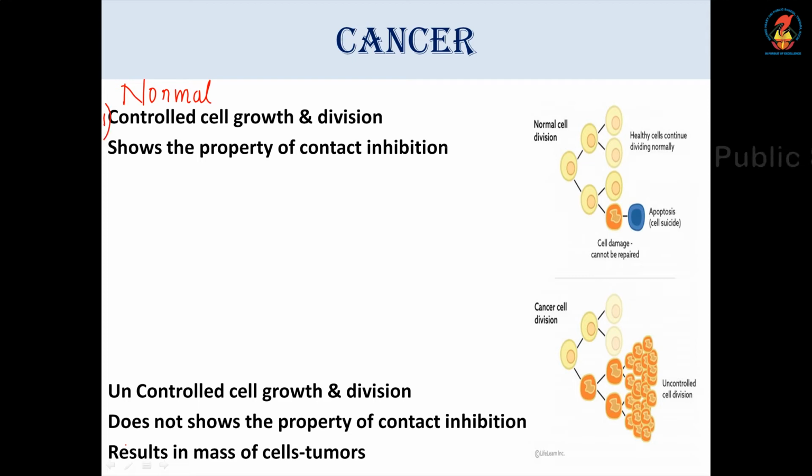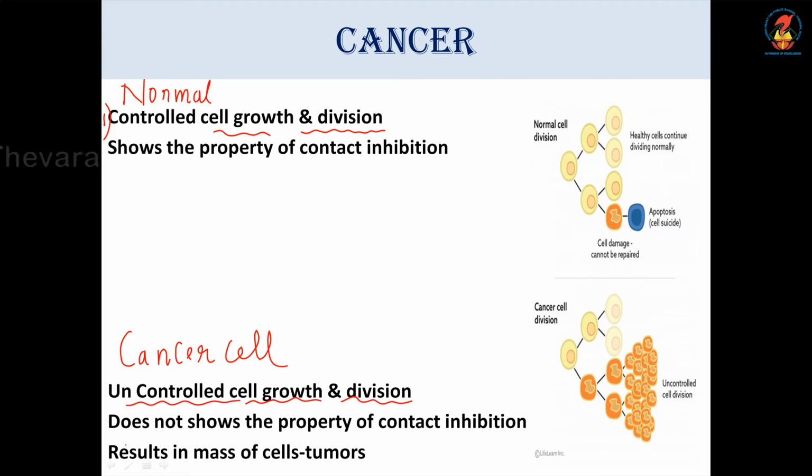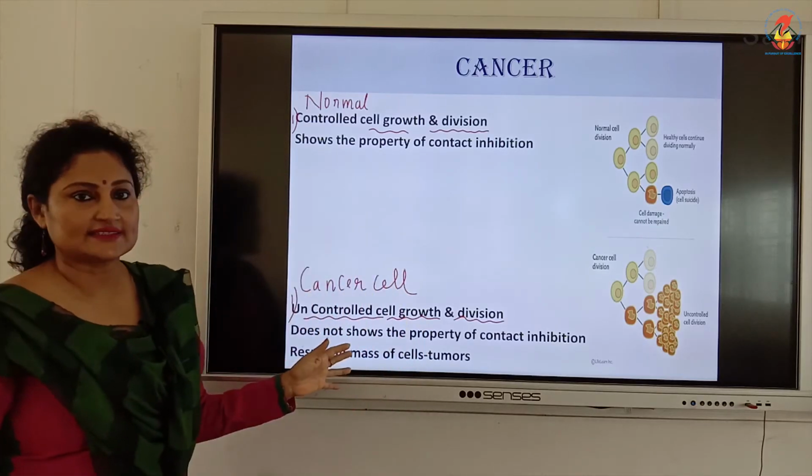First property, normal cell growth. In normal cells, cell growth and cell division is well controlled or well regulated, whereas when we make a comparison with cancer cells, this is uncontrolled. Cell growth and cell division is unregulated or uncontrolled in cancer cells. So, that marks the first difference between normal cells and cancer cells.